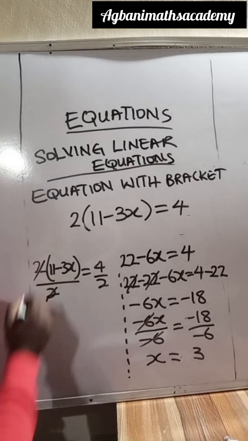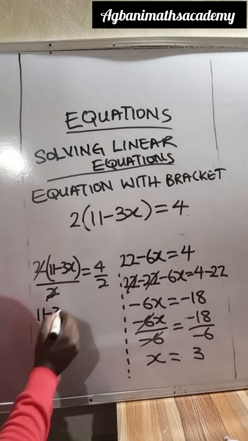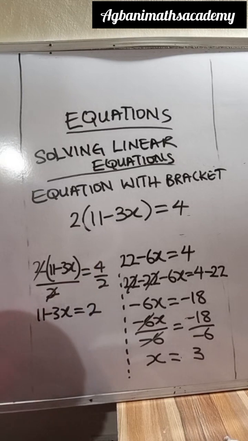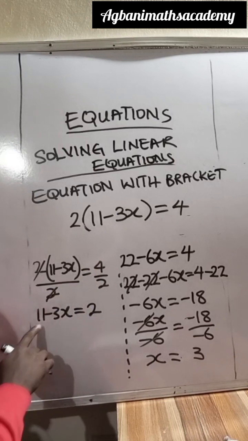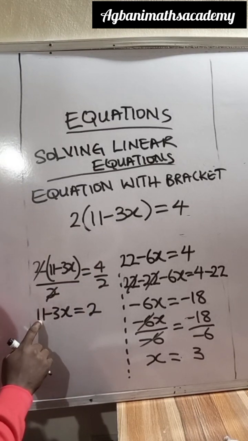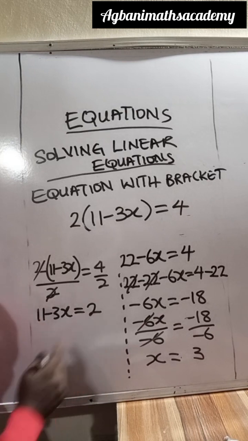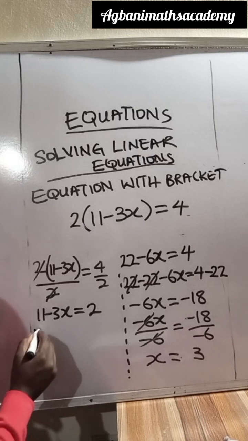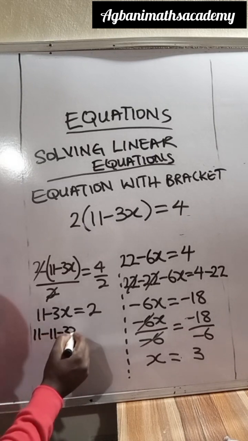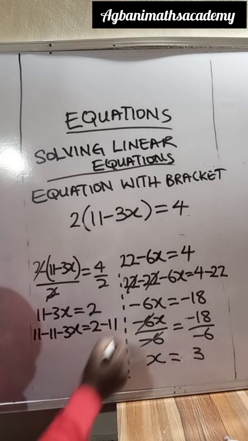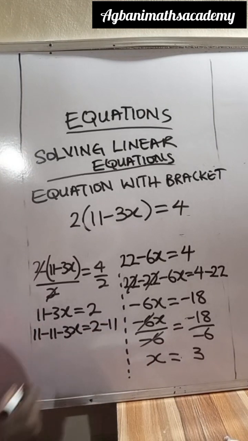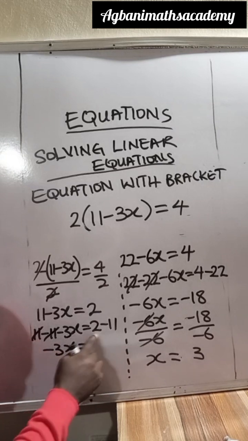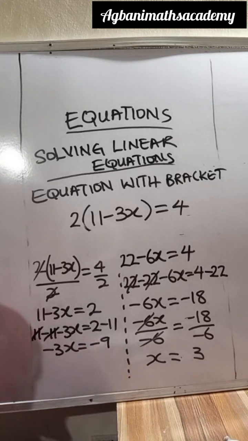So 2 is going to cancel out 2. We have 11 minus 3x is equal to 2. 4 divided by 2 gives us 2. Okay. Now the next thing, we move this plus 11 to the right. What we need to do, we need to introduce a minus 11. So it's going to be 11 minus 11 minus 3x is equal to 2 minus 11. So 11 minus 11 will cancel out. We have minus 3x is equal to 2 minus 11, which gives us minus 9.